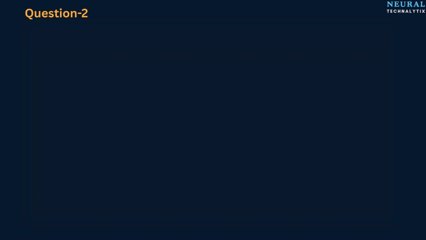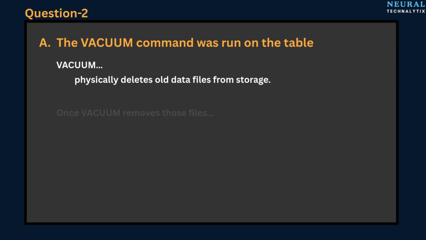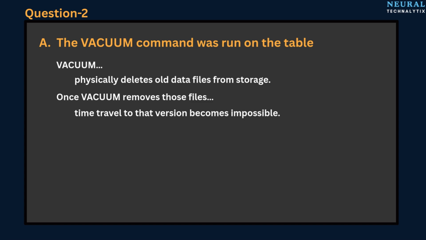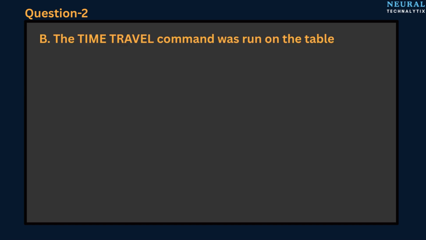Now, let's go option by option. Option A. The vacuum command was run on the table. Okay, this is very important. Vacuum physically deletes old data files from storage. Once vacuum removes those files, time travel to that version becomes impossible. So, if vacuum was run with a retention period shorter than 3 days, the files needed for that version are already gone. This option is extremely strong. Keep it in mind.